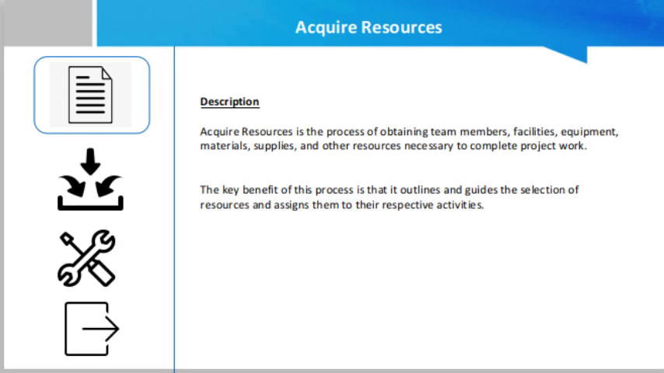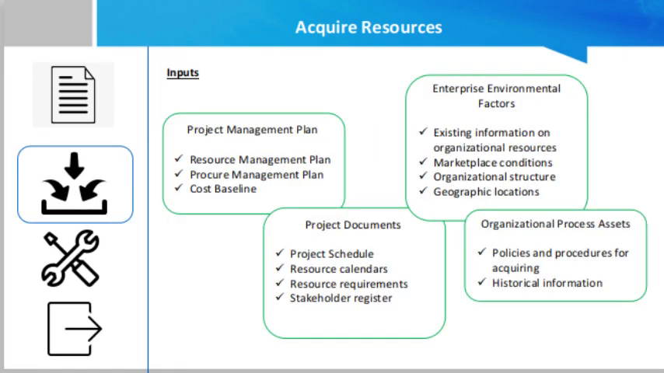Now we shall talk about the inputs for this process. First input is the project management plan, which includes the resource management plan. The resource management plan provides guidance on how to acquire resources for the project. Then the procurement management plan has information regarding the resources that will be acquired from outside the project. This includes information on how procurements will be integrated with other project work and stakeholders involved in procuring the resources. Cost baseline. The cost baseline provides the overall budget for the project activities.